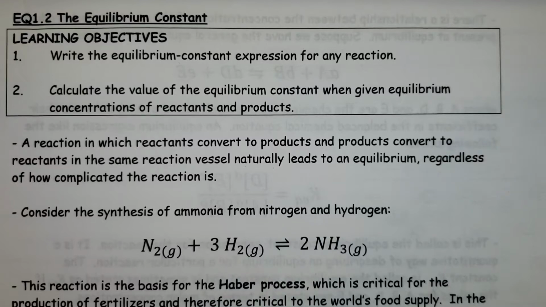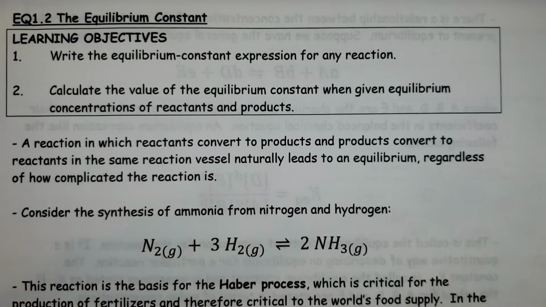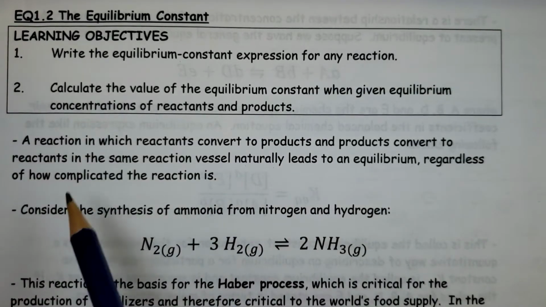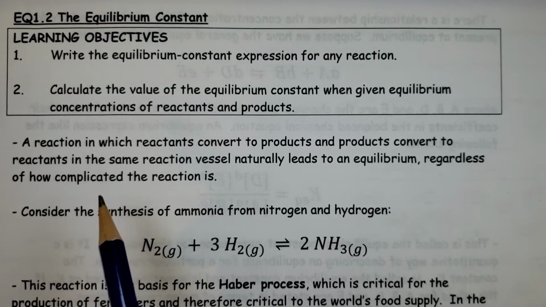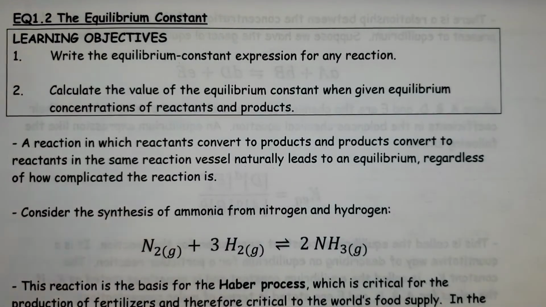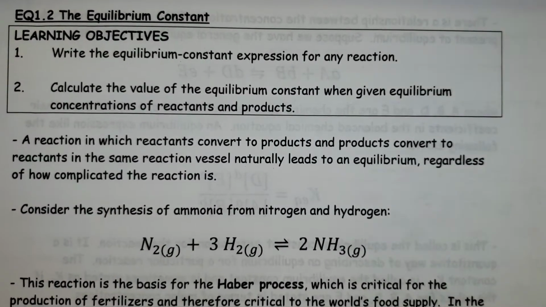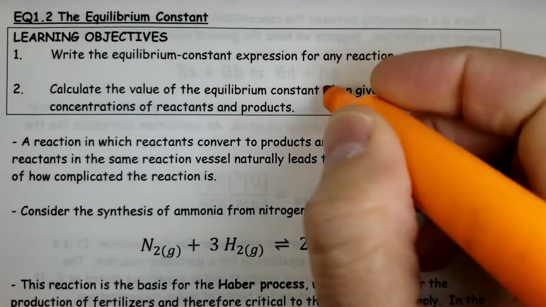Welcome back, Chemistry 30. This is EQ1.2, the equilibrium constant section. The objectives here: write the equilibrium constant expression for any reaction and calculate the value of the equilibrium constant when given the equilibrium concentrations of the reactants and products.